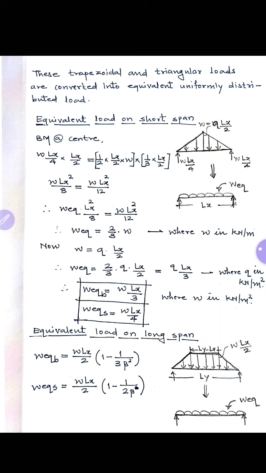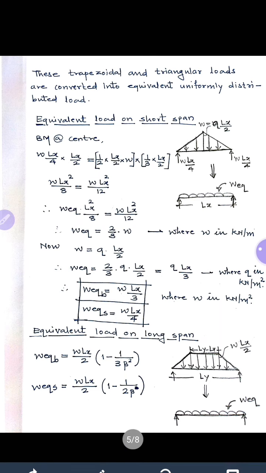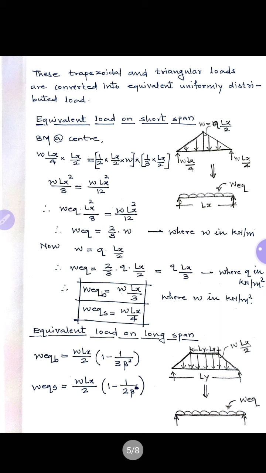Why Lx by 4? We have to find out the reaction over here. So it is the half area of the total load we have to consider. So it is W Lx by 4. How much is the half area? Area is half of base into height. Half base is Lx by 2, height is W. So it is Lx by 4 into height W.